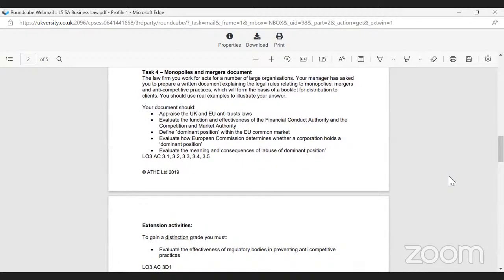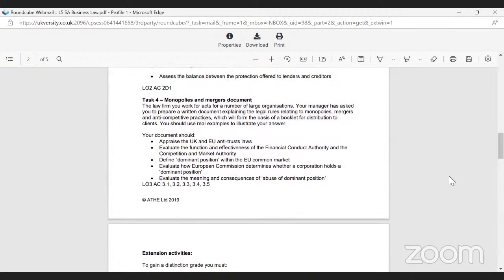Then we've got task 4, which is looking at monopolies and mergers. The law firm you work for acts for a number of large organizations. Your manager has asked you to prepare a written document explaining the legal rules relating to monopolies, mergers, and anti-competitive practices, which will form the basis of a booklet for distribution to the clients. You should use real examples to illustrate your answer.